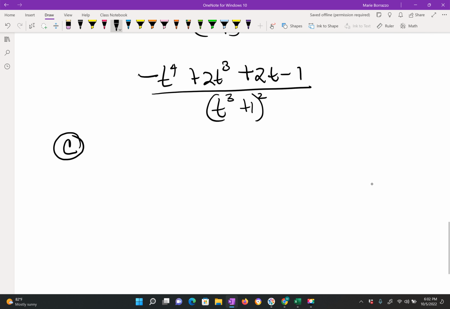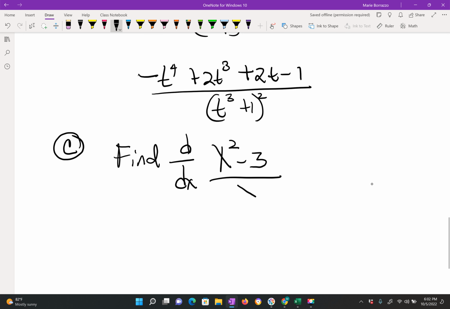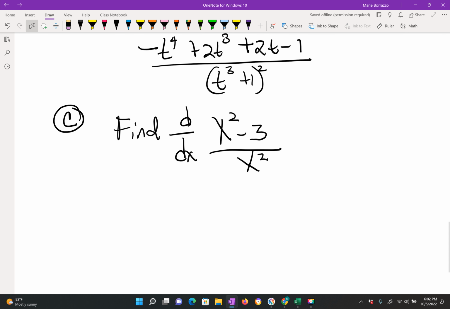Okay, let's look at example C in this particular one. So they're giving us a function and they're asking us to find d over dx given x squared minus 3 over x squared. So there's a couple of approaches here. If you'd like, I'll show you both. Method 1 is the long way to do it. So let me do method 2 because you haven't seen that one yet.